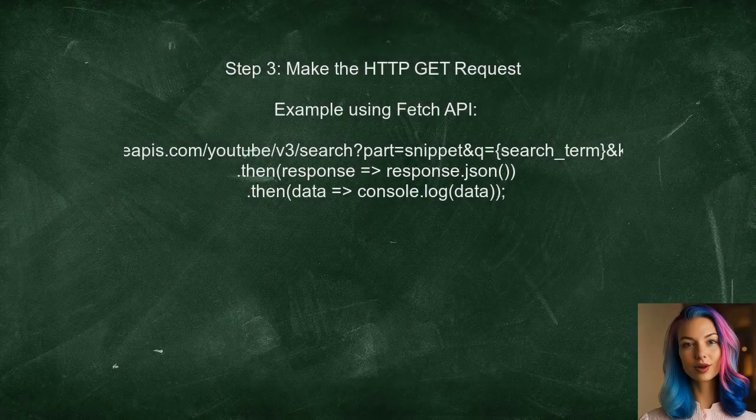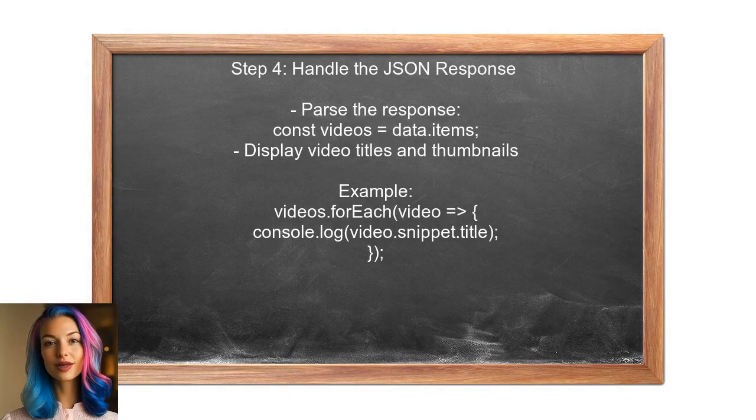The user should then make an HTTP GET request to this URL. This can be done using various tools or programming languages. For example, using JavaScript with the Fetch API. After making the request, the user will receive a JSON response containing the search results. They can then parse this data to display the video information as needed.